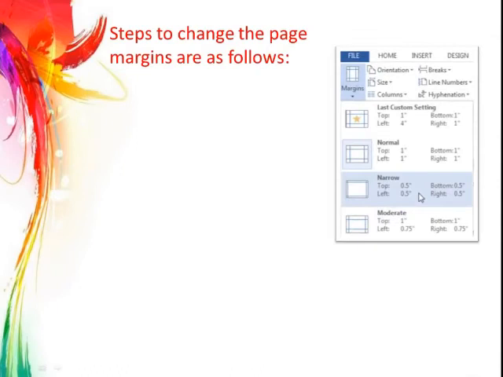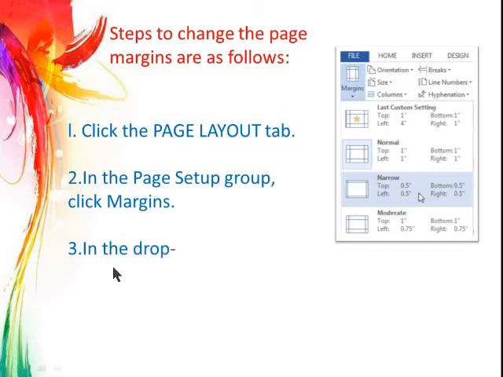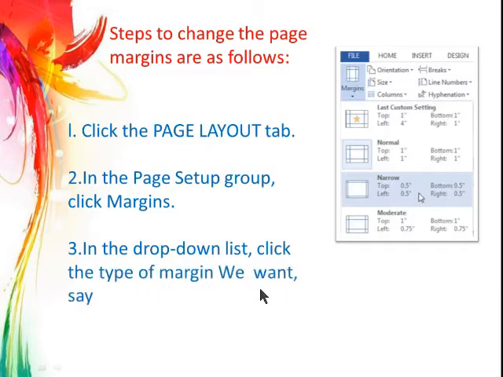Here, if you want to change the setting of your page, how can you do that? So here are some steps. If you keep them in mind, you will be able to do it, inshallah. So just look at the steps. Number 1, click the page layout tab. Number 2, in the page setup group, click margins. Number 3, in the drop down list, click the type of margin we want, say like normal.